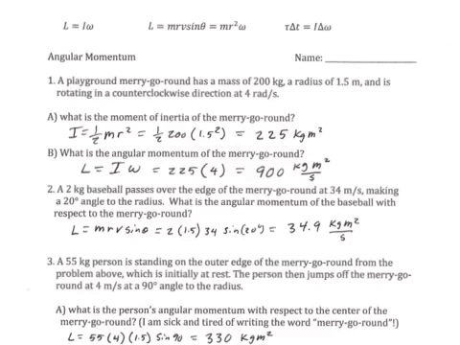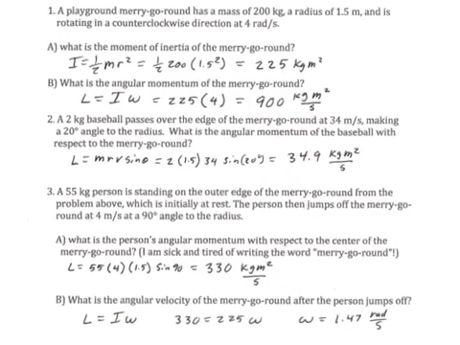So we have a 2 kilogram baseball. It is passing over the merry-go-round, which has a radius of 1.5 meters, at 34 meters per second, and it's making an angle of 20 degrees to the radius of the playground equipment. And so I just multiply these out, and I get an angular momentum of 34.9 kilogram meters squared per second with respect to the merry-go-round.